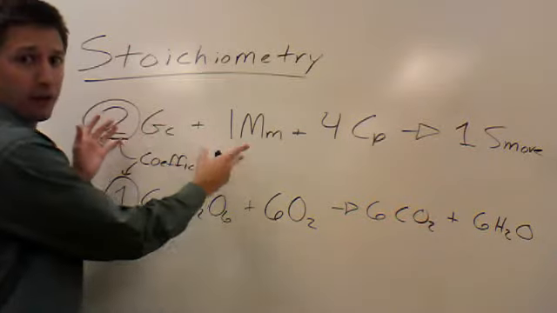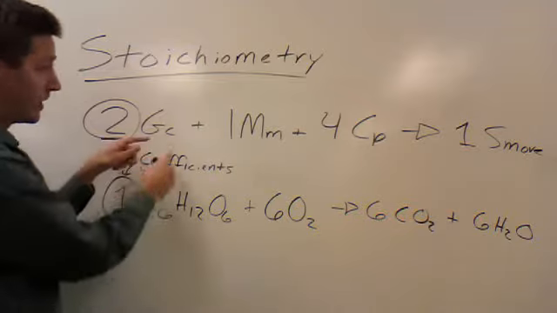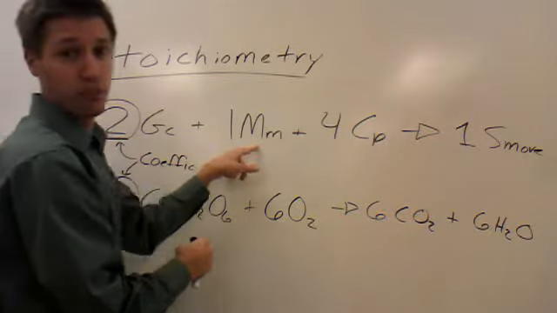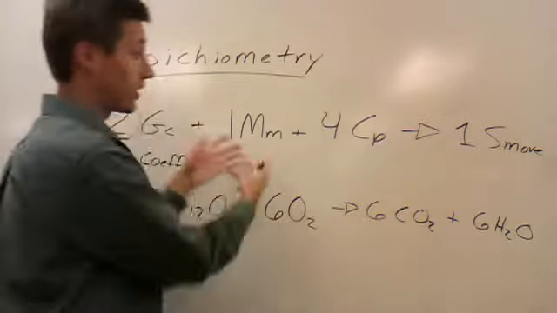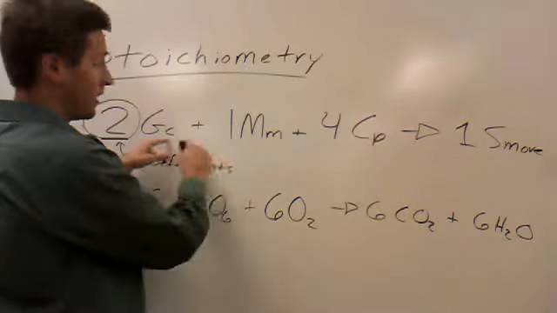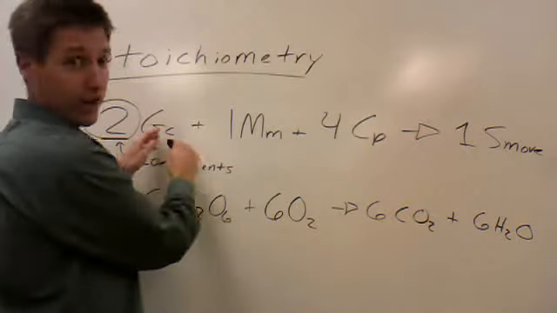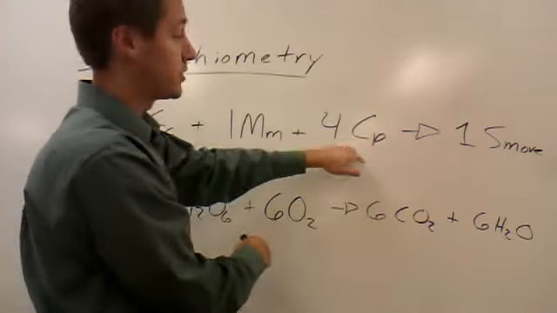So here's an example of a chemical reaction you might see at a bonfire. 2 graham crackers plus 1 marshmallow plus 4 chocolate pieces can make 1 s'more. So this would be considered our chemical reaction. On the left side here we have our reactants. Our reactants are graham crackers, marshmallows, and chocolate pieces.